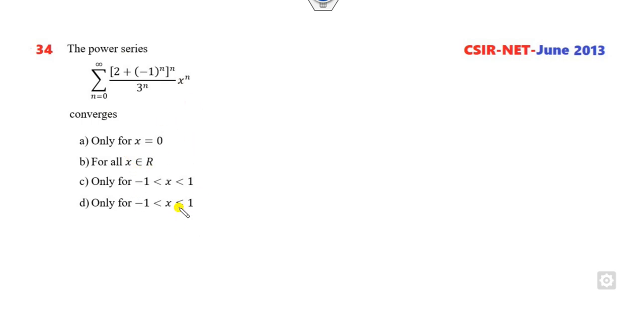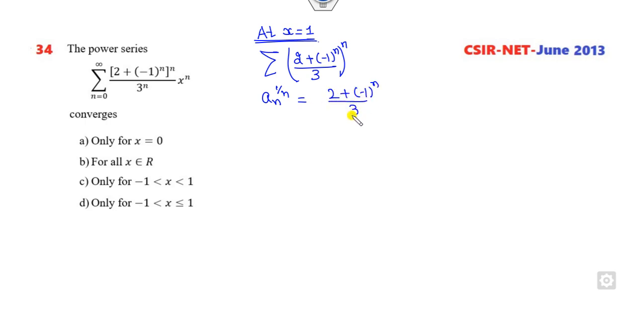Again, since the equality appears, we will check first at x equal to plus 1. Fine. If x is equal to plus 1, this series becomes (2 plus (-1)^n) over 3^n. So how can you say it's convergent or divergent? You have to apply the root test. So what is that? It is 2 over 3 plus or minus 1 over 3.